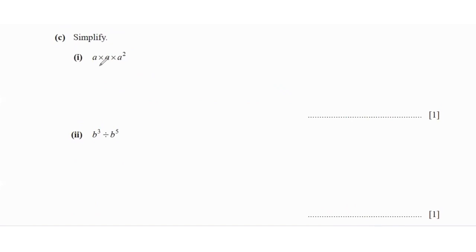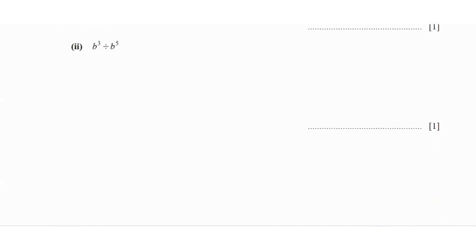Simplify. So we're multiplying a with a squared. So that's going to be a to the power of 1 times a to the power of 1 times a to the power of 2. Just a to the power of 1 plus 1 plus 2, a to the power of 4. Whenever we have similar bases being multiplied, we add the powers, which is one of the rules of indices. B cubed divided by B to the 5 would be B to the power of 3 minus 5, which is B to the power of negative 2, which can be rewritten as 1 over B squared. Whenever we have similar bases being divided, we subtract the powers.